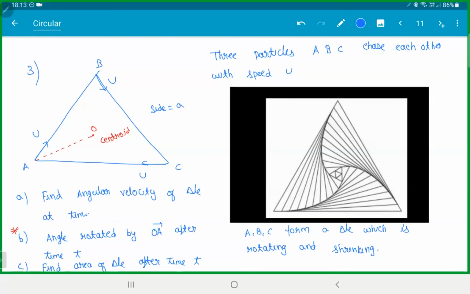Anyone got the answer for this? How do we do this? Is the camera on? Mihan? Someone else is missing. Cam on. Yes, sir.